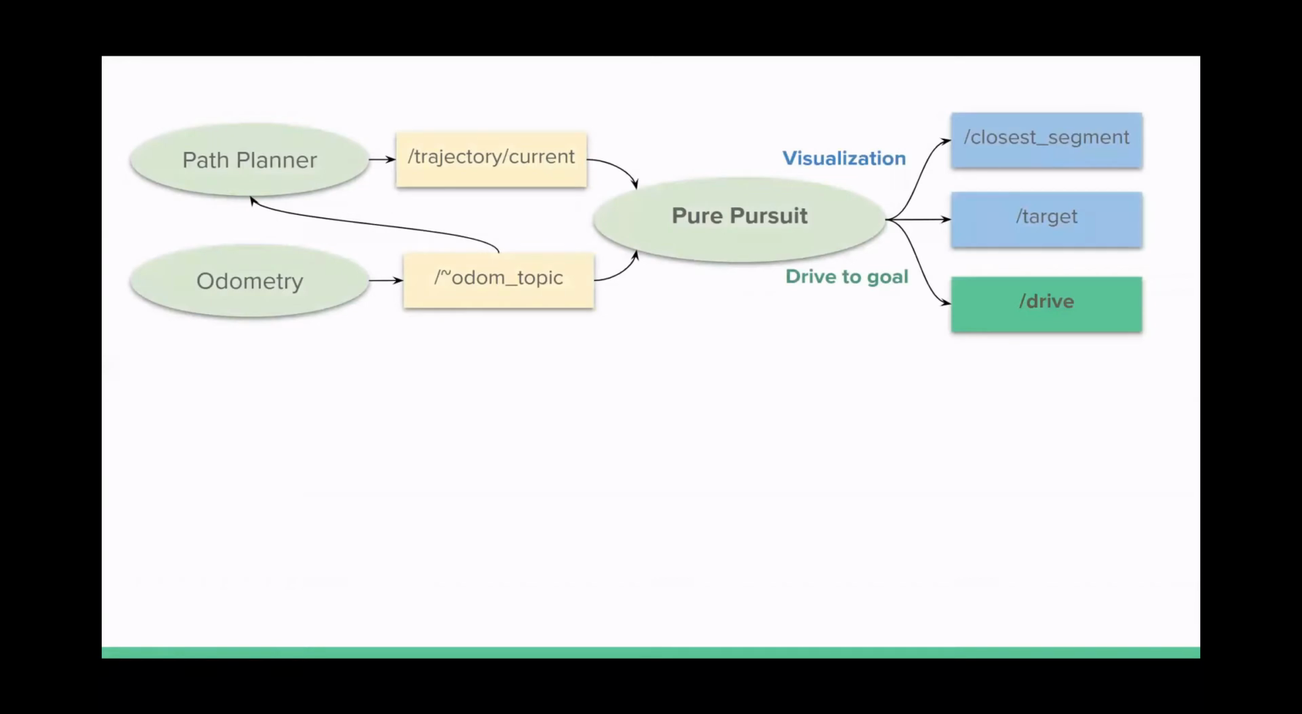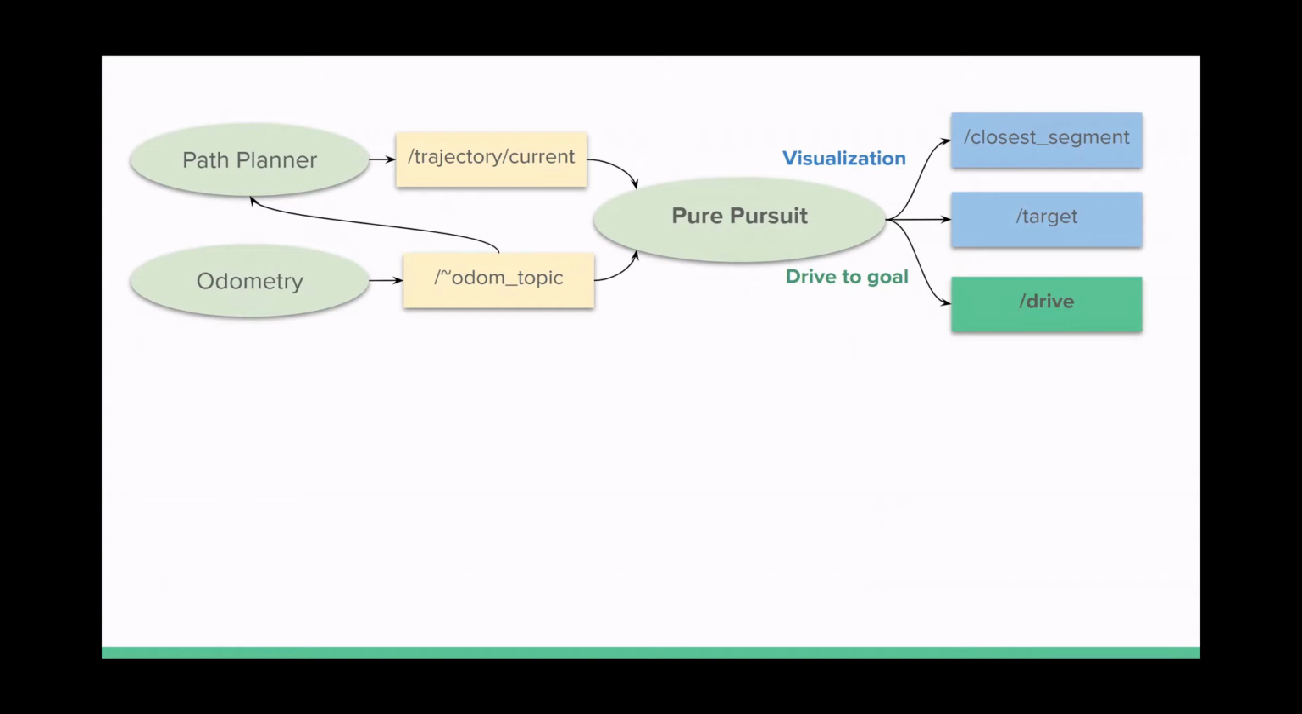Thanks. Once we have a trajectory, we need to control our agent to follow it. By subscribing to the two nodes on the left, Path Planner and odometry data, we designed a pure pursuit node. It combines the current trajectory and agent pose to update the published drive signal with every callback. The blue topics are used for visualization and debugging, and the green drive topic is what we set to accomplish in this lab.